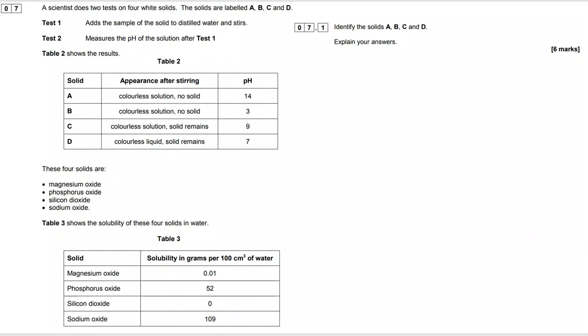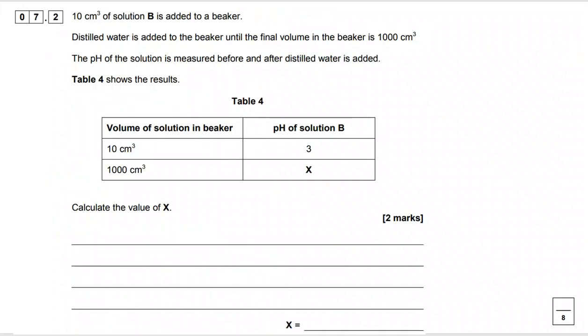This is AQA GCSE Chemistry. It is from the Trilogy 1H higher paper from 2018, and this is question 7. The whole question is available to begin, so you can pause as you go and then review. This is 7.1, and this is 7.2, with 8 marks available in total.